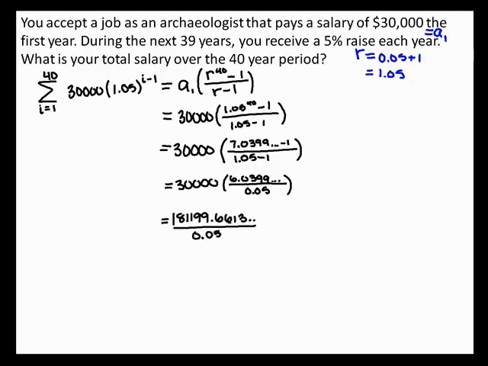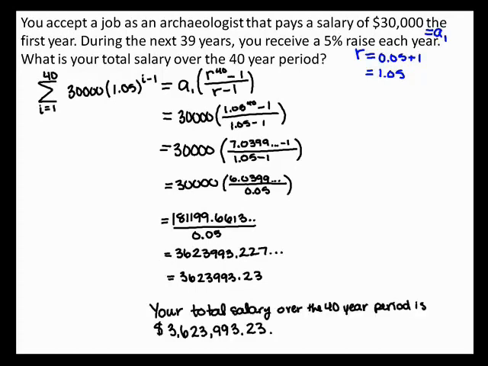Simplify 181,199 and 6,613 10,000ths divided by 5/100ths. Round your answer to 2 decimal places. Your total salary over the 40-year period will be $3,623,993.23.